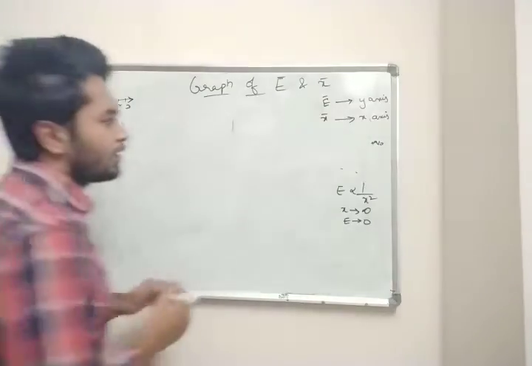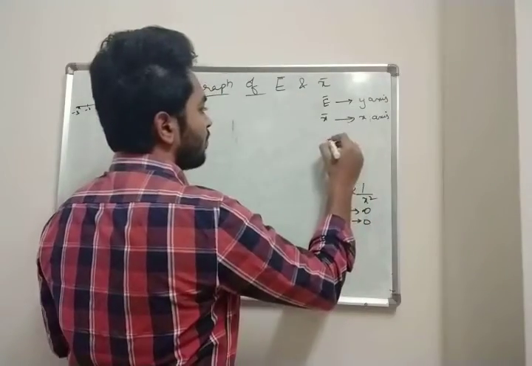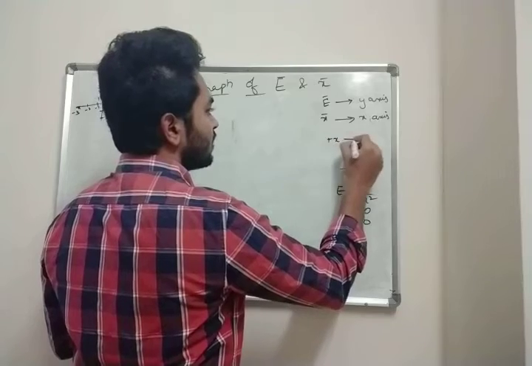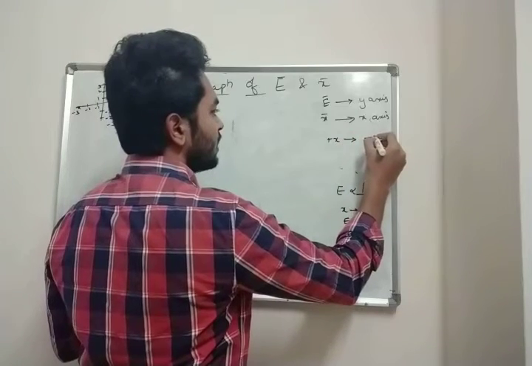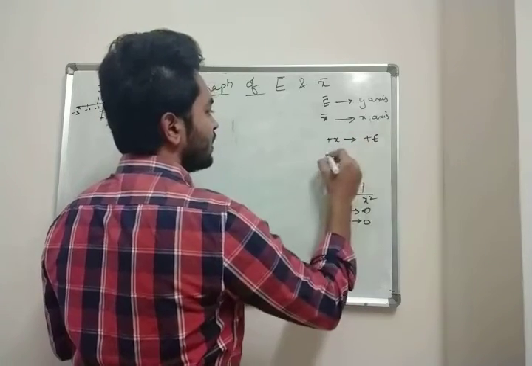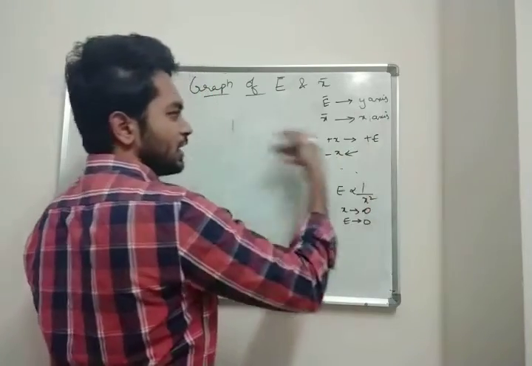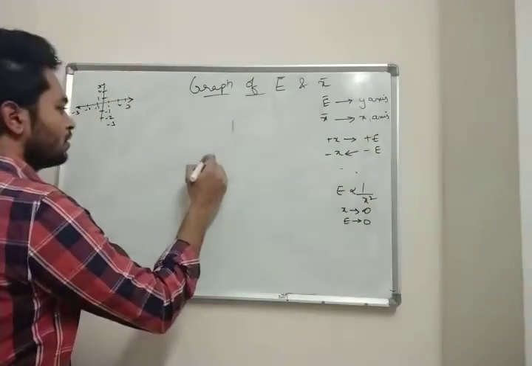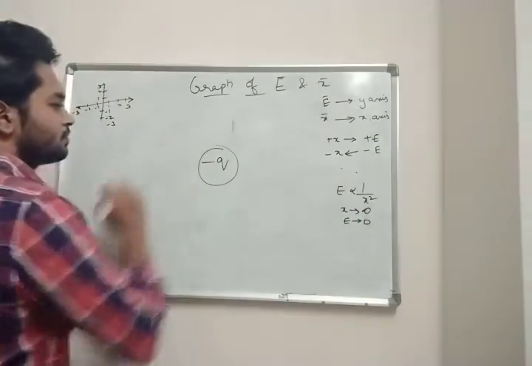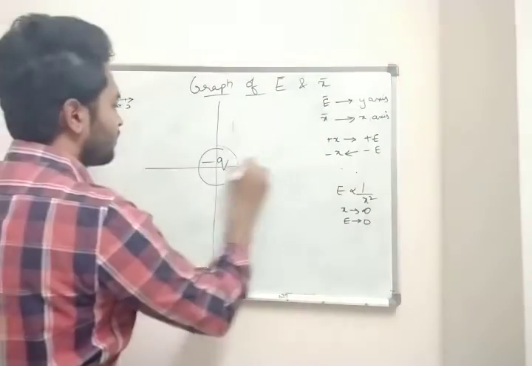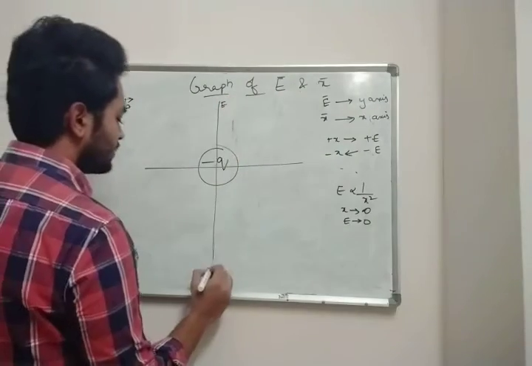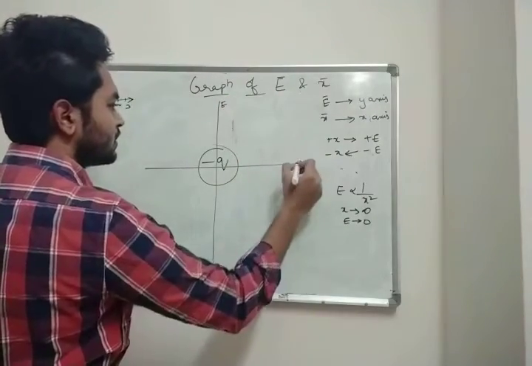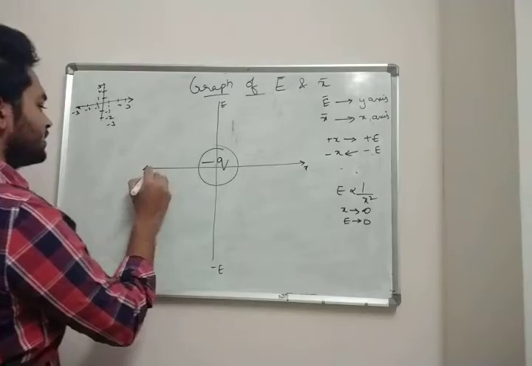If you want, I'll write it down. Positive x gives you the right side direction, positive electric field. Negative x towards this side is negative electric field. So here I have negative q. Again I have a graph. This is E, this is negative E, and this is x, and this is minus x.